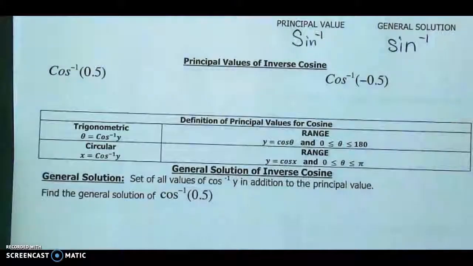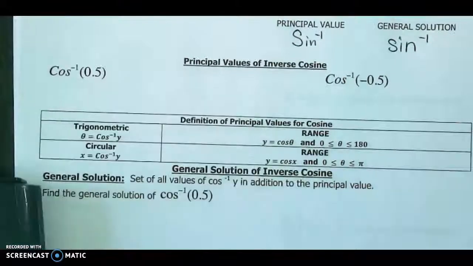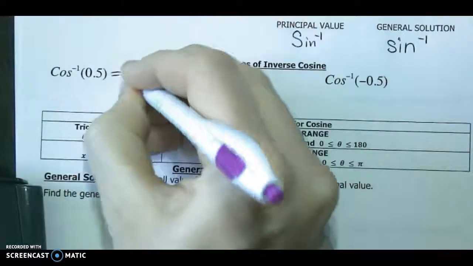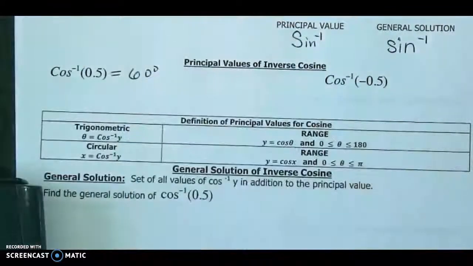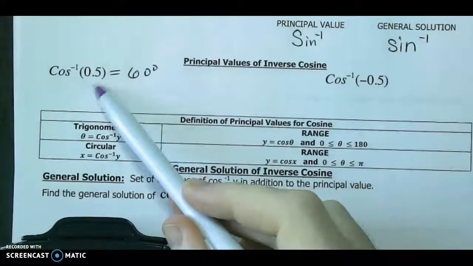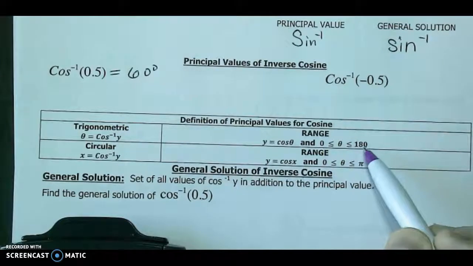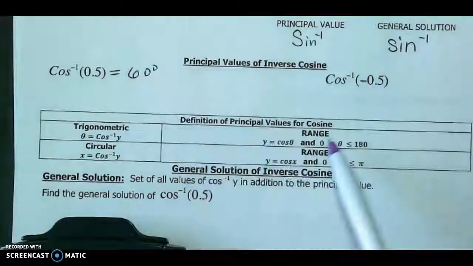So cosine of positive 0.5, if I type that in, inverse cosine of positive 0.5, it gives me 60 degrees. So that is, again, the principal value. And it's a capital C, so that's how I know they want the principal value. It falls within the range. So cosine of 60, the range for cosine is 0 to 180, so it's different from the sine. But 60 does fall between those numbers.